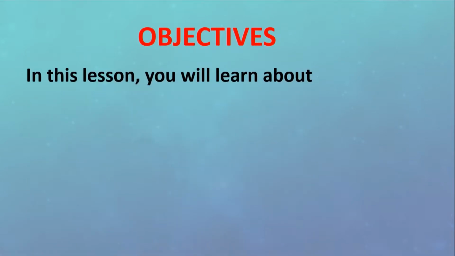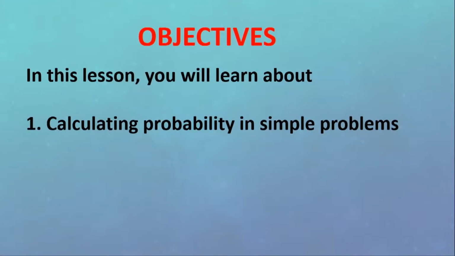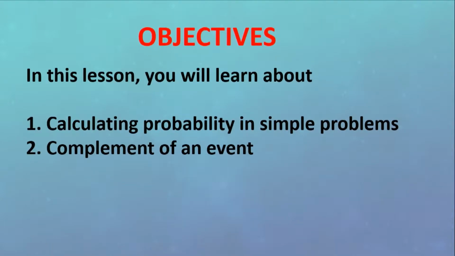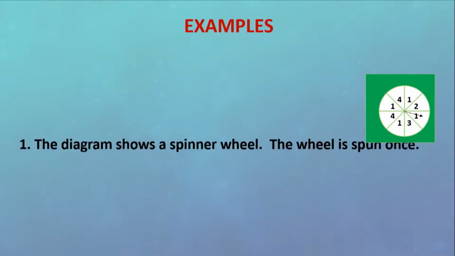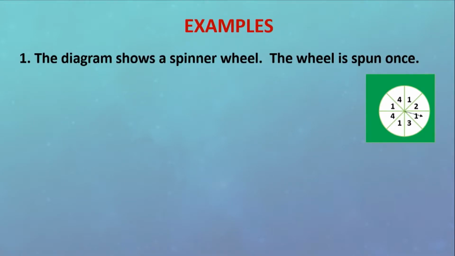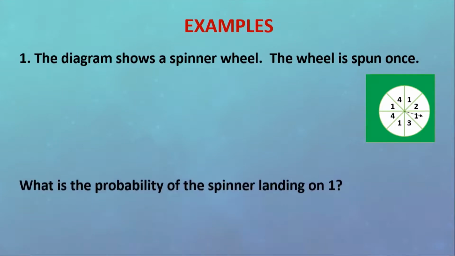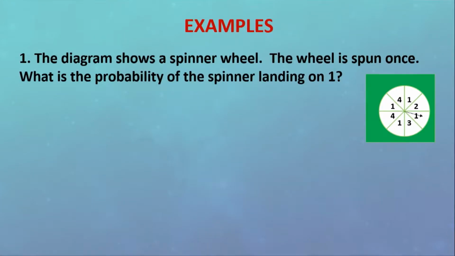In this lesson, you will learn about calculating probability in simple problems, the complement of an event, and then some facts about probability. So let's begin with an example where we are going to calculate probability. The diagram shows a spinner wheel. The wheel is spun once. What is the probability of the spinner landing on 1?